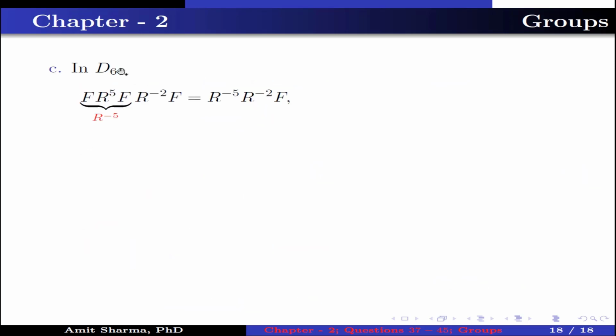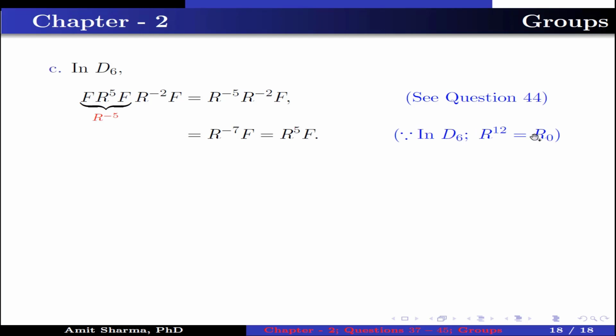Now part C, in D6, we have to find the value of F R5 F R minus 2 F, which is written as R minus 5 R minus 2 into F. Why is it so? Because the value of F R5 F is equal to R to the power minus 5. Why is it so? For more detail, see question number 44. Now this is further written as R to the power minus 7 into F, which is equal to R to the power 5 F. Why is it so? Because in D6, R12 is R naught. This implies F R5 F R minus 2 F is equal to R to the power 5 into F.